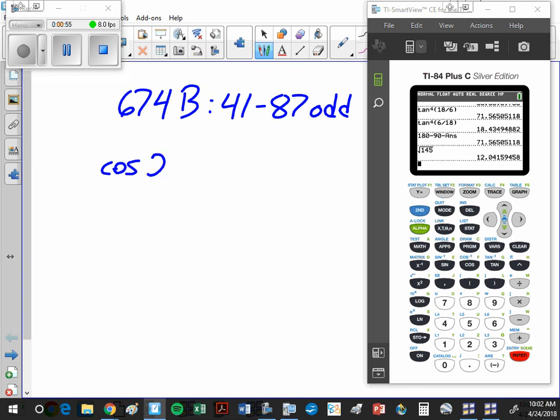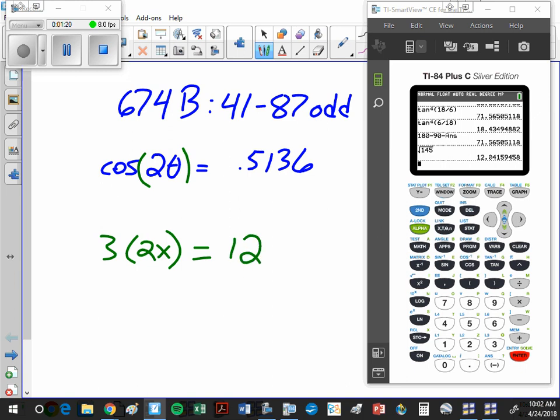The cosine of 2 theta is equal to 0.5136. How would we solve this? But what if it was, let's say, 3 times 2x equals 12? How would you solve that? Divide by 3 and then divide by 2, right? Well, what if it was this? What would you do? Square both sides, divide by 2.